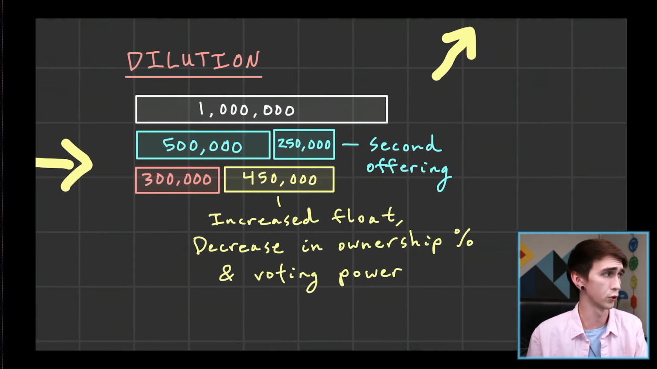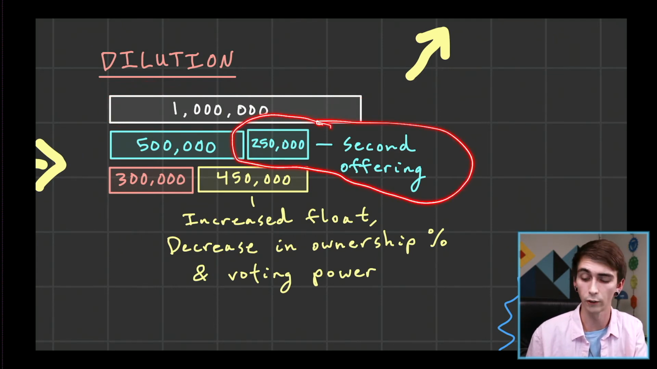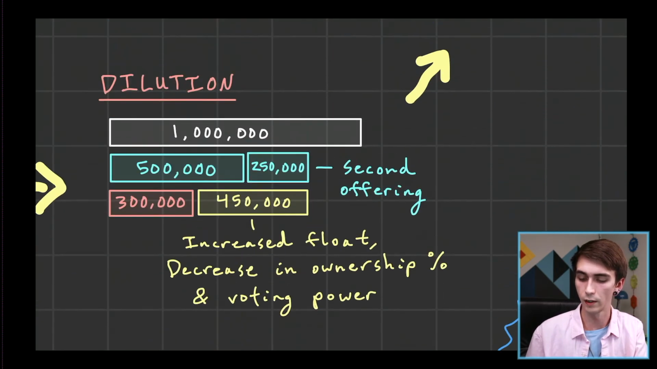Now let's talk about dilution. Dilution is basically when a company offers stock again after their IPO. Usually they'll do this because they need to raise more money or something like that. There's a bunch of different reasons why they could do this. Bringing back that million share example that I had here, let's pretend that they do a second offering and they want to offer 250,000 more shares. So that 200,000 from earlier plus the 250,000, now we have 450,000.